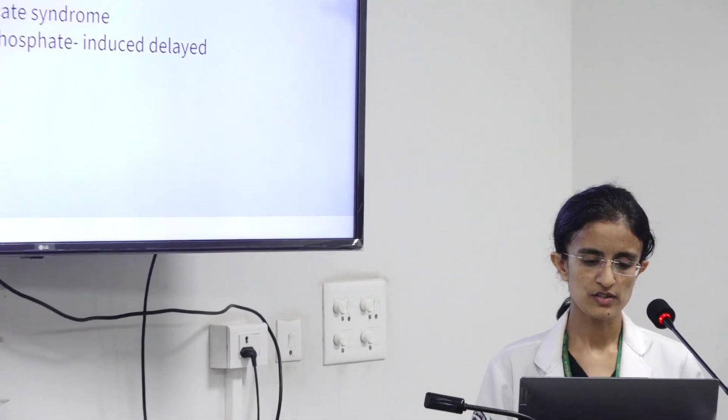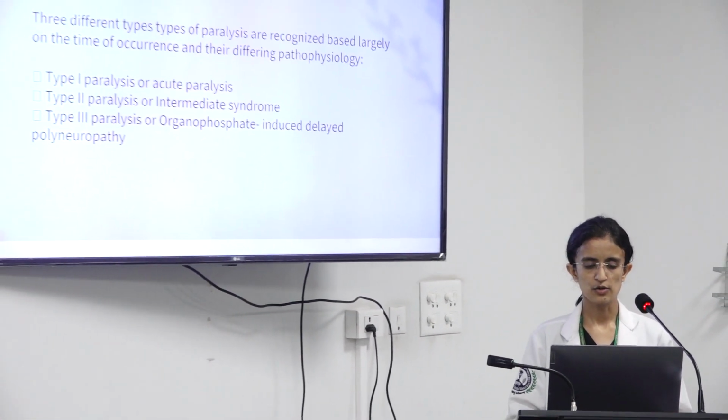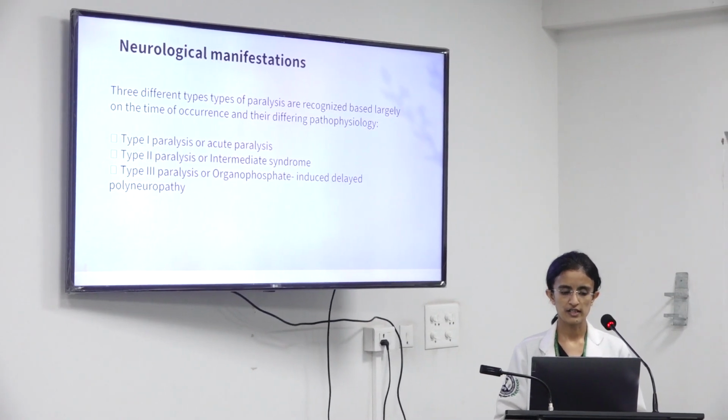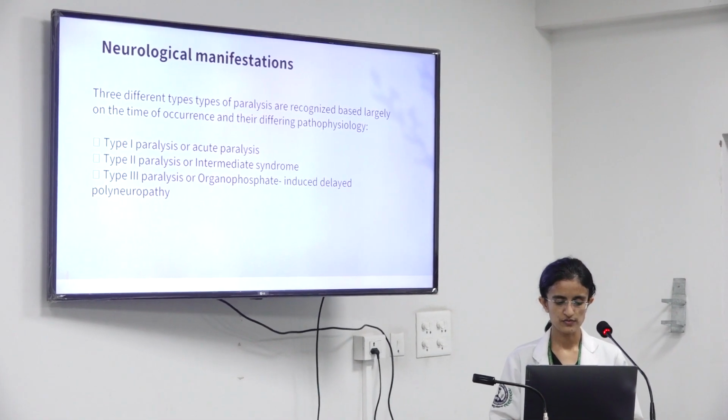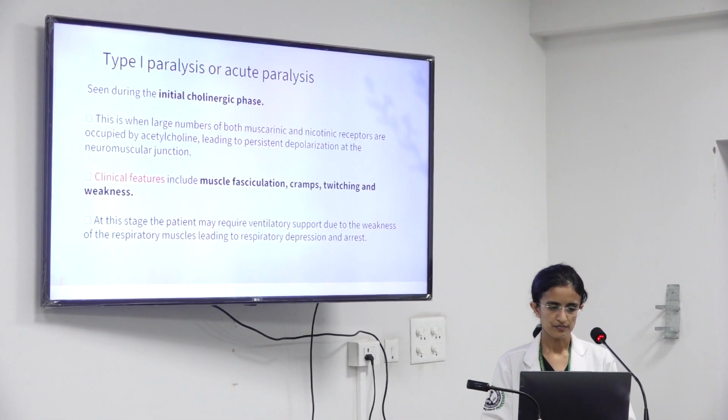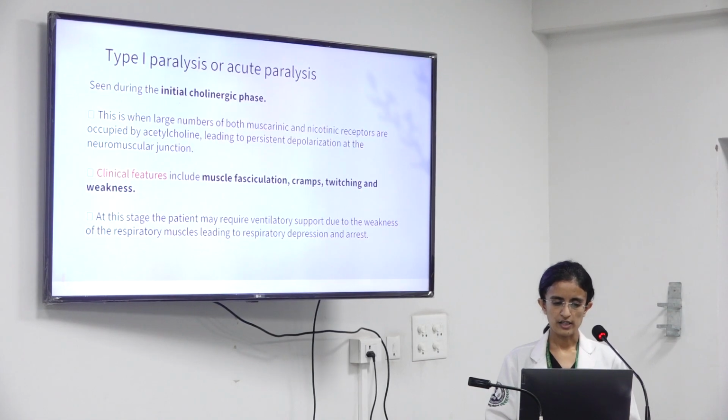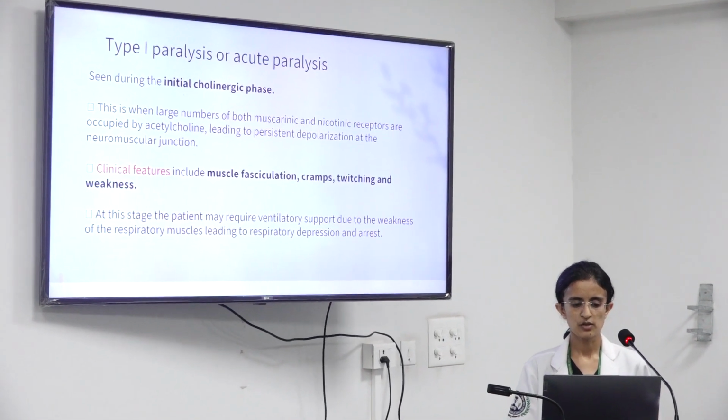Overstimulation of the skeletal neuromuscular junction causes fasciculations and paralysis. There is also an increased risk of pancreatitis and an ARDS-like picture. Neurological manifestations: 3 different types of paralysis are recognized, based largely on the time of recurrence and their different pathophysiology. Type 1 paralysis or acute paralysis, type 2 paralysis or intermediate syndrome, and type 3 paralysis or organophosphate-induced delayed polyneuropathy.